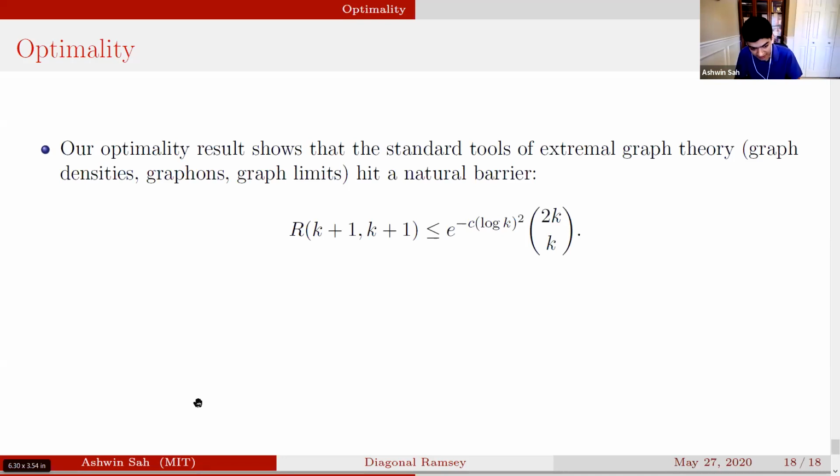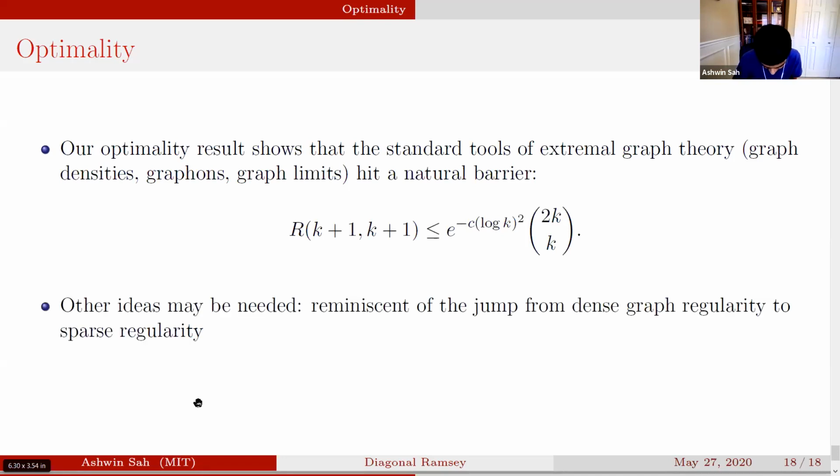Okay. And so, as perhaps some speculation on this problem, there might be other ideas that are needed. One analogy, although this is not perfect, is that it might be somewhat reminiscent of the jump from dense graph regularity to sparse regularity, where generally new ideas are needed.